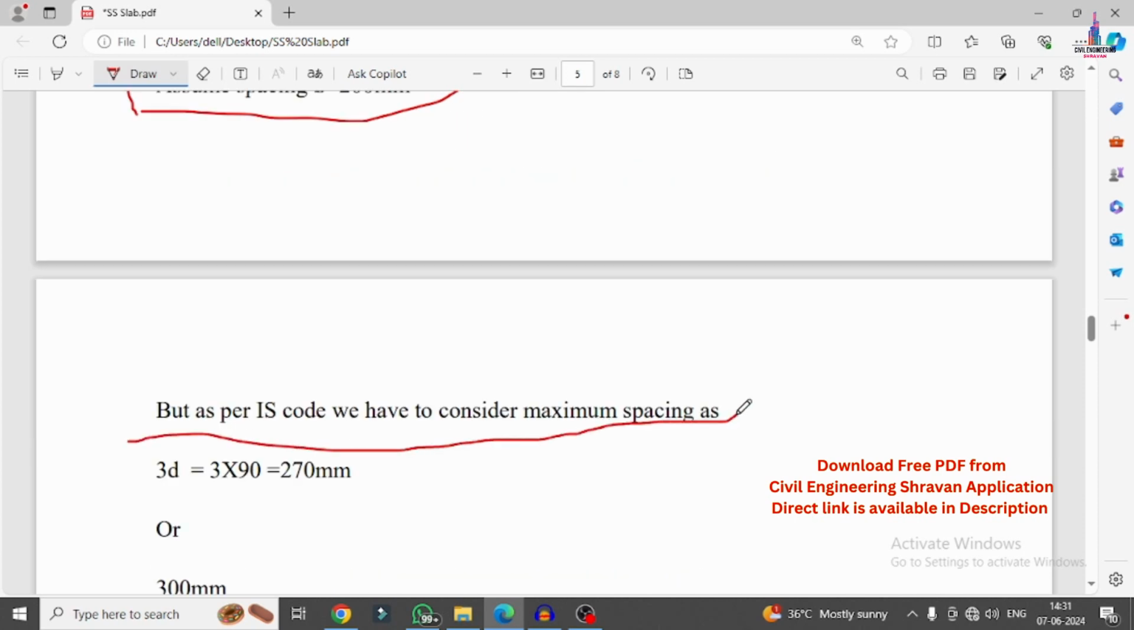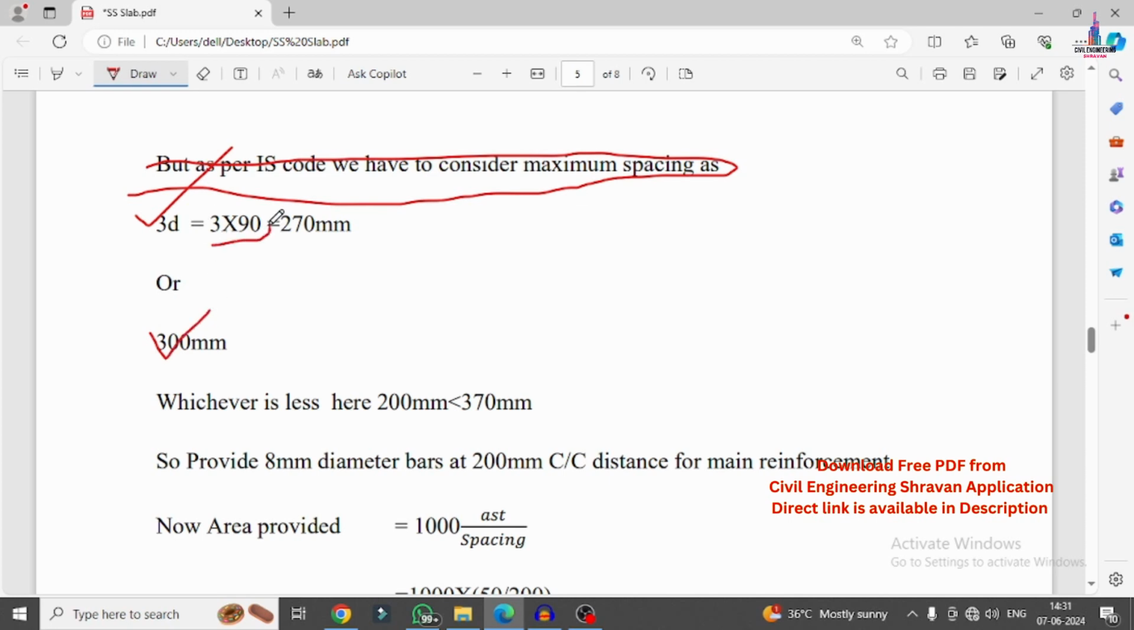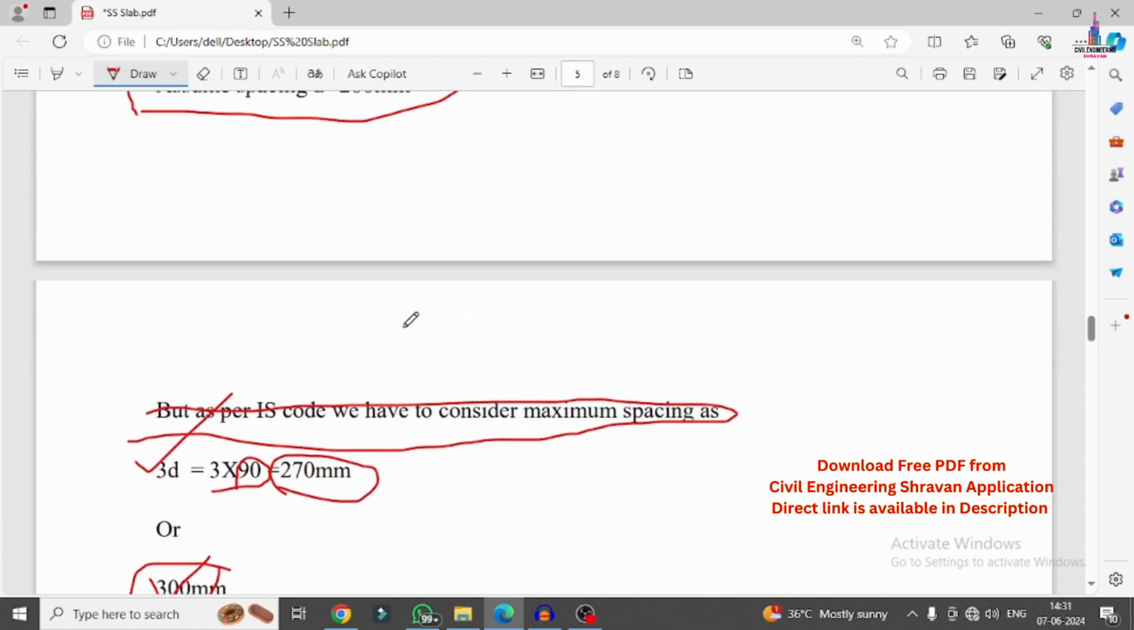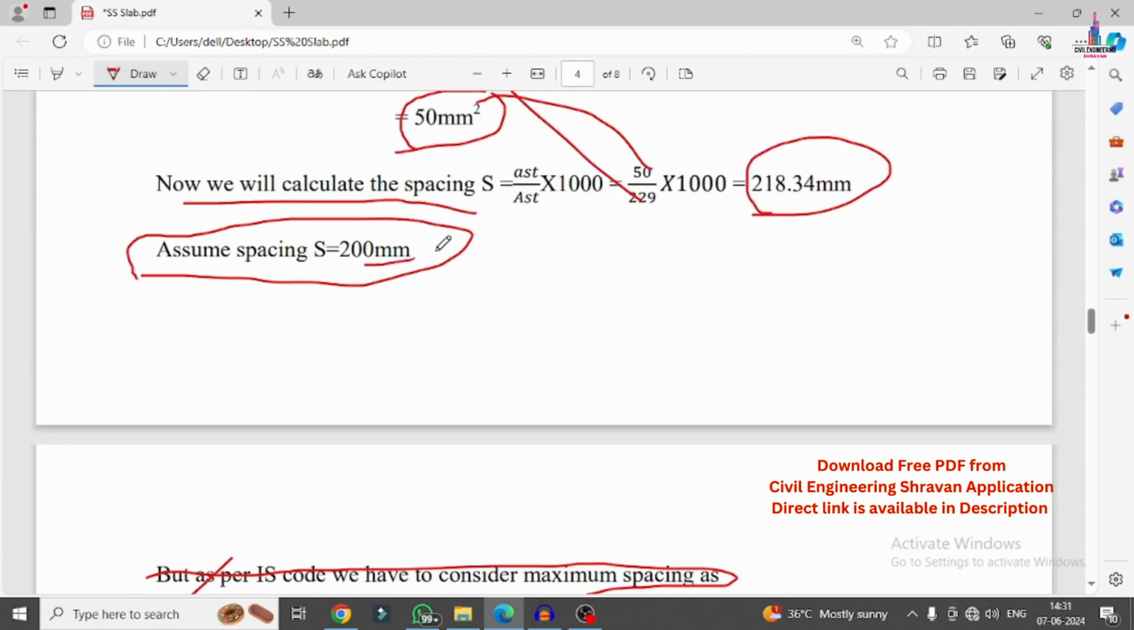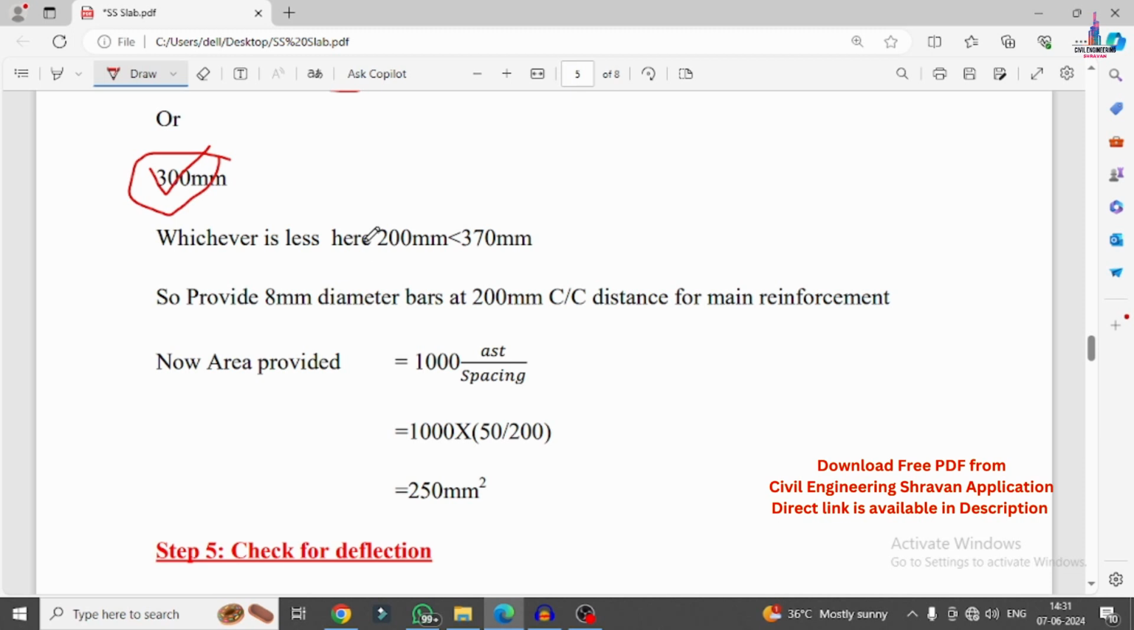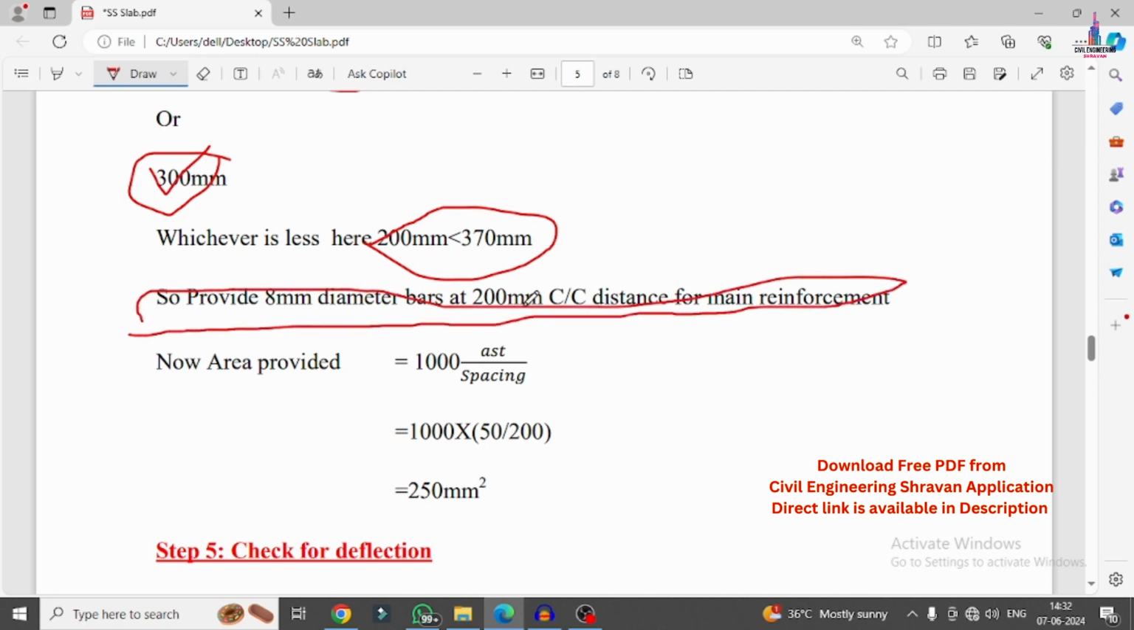Now as per the IS code provision, the maximum spacing value is 3d or 300 mm. So 3 into 90, the depth of the slab, is approximately 270 mm, or 300 mm, and the lesser value we have to consider. Here the calculated spacing is 200 mm, which is less than the maximum value. So we have to provide the 8 mm diameter bar at 200 mm center to center distance for this slab section.